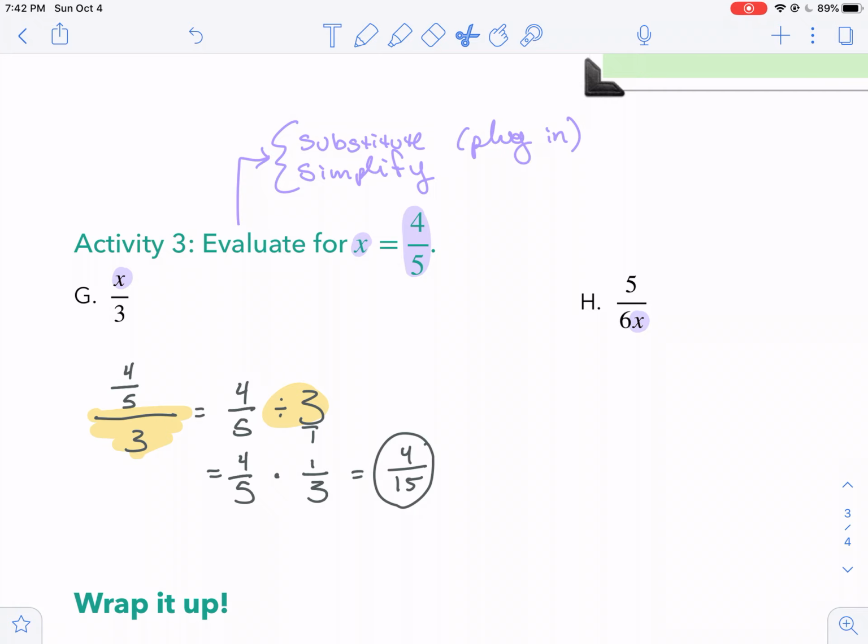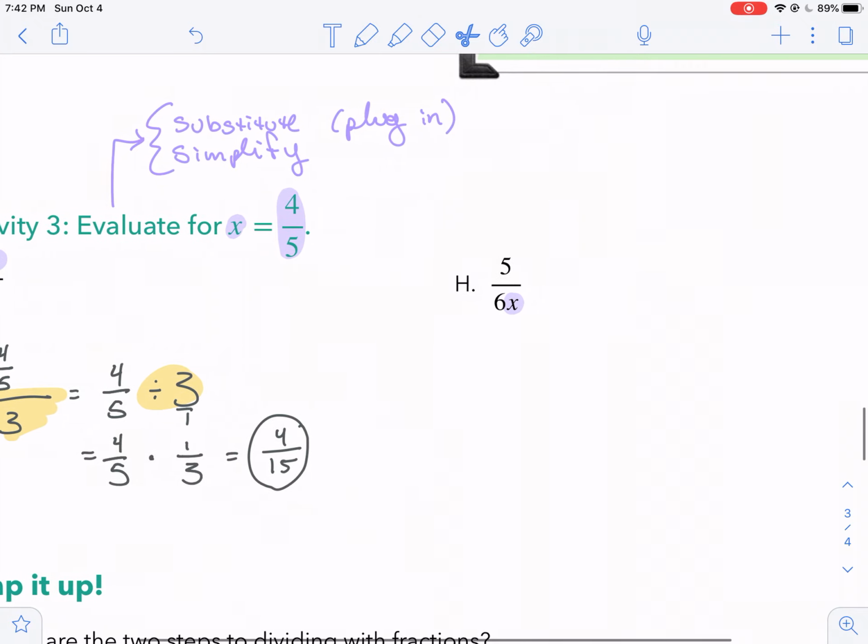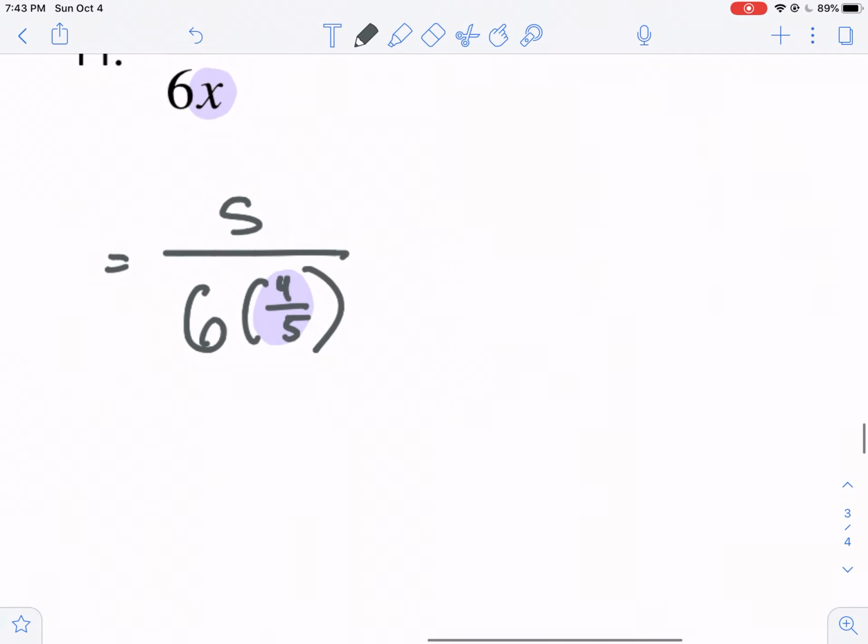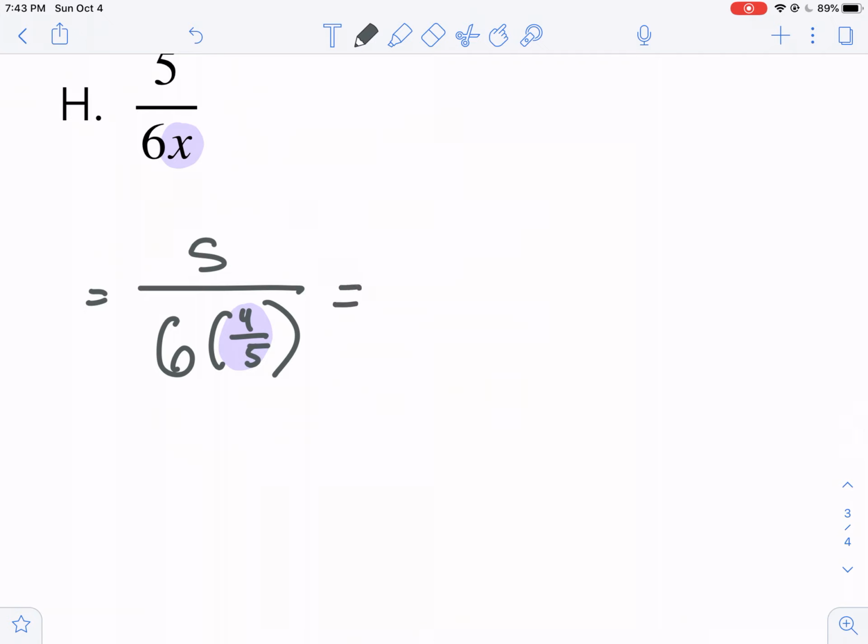And finally, for our last problem of the notes, substitute. So we've got 5 divided by 6 times 4/5. Wow, that's a lot to take in, but that's okay. We're going to figure it out. So that's the same thing as 5 over, well, 6 is the same as 6 over 1 times 4 over 5.